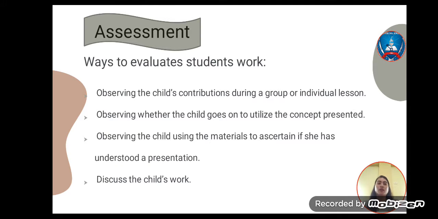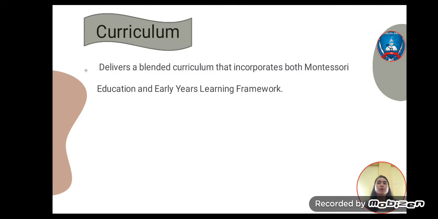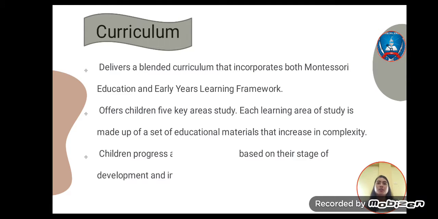Next is the context of curriculum. The Montessori curriculum delivers a blended curriculum that incorporates both Montessori education and the early years learning framework. It offers children five key areas of study that I will be going to discuss to you later. Each learning area of study is made up of a set of educational materials that increase in complexity. Children progress at their own pace based on their stage of development and interest.